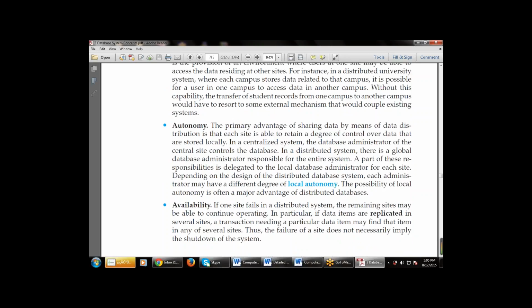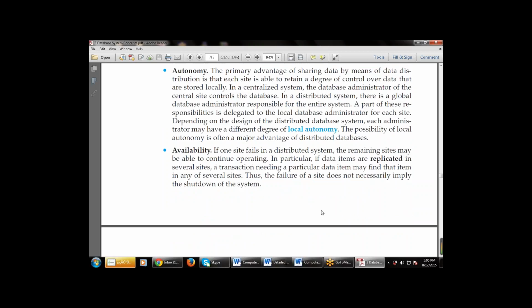Then there will be availability, meaning the data will be available in more than one place. In a distributed system, the same data will be available at more than one place. So if one of the sites, networks or systems fails, data will be taken from another system, because every system in a distributed database system contains a copy of the data. So the data will be available.